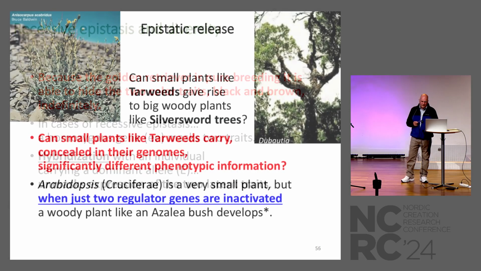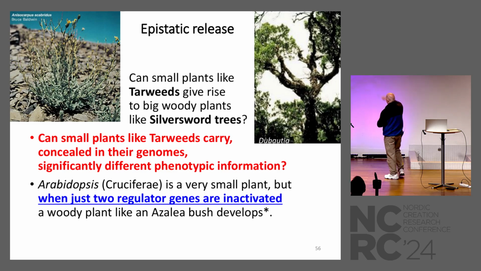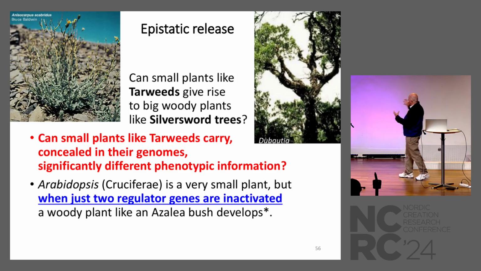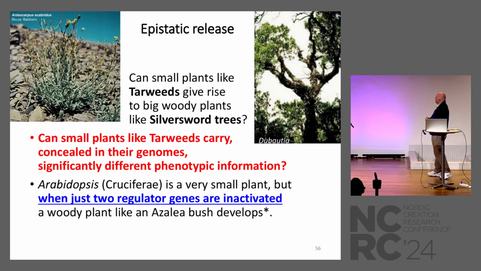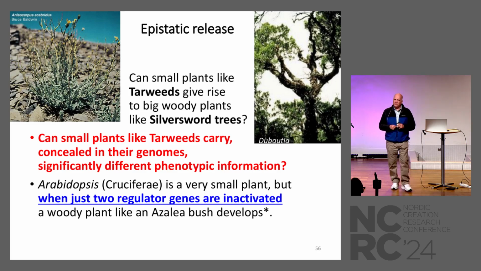That's just basically saying that, because I want to bring us back to our two tarweeds that I showed you earlier on. Remember that tarweed could make trees. The information for the tarweed is actually in that tree. Can small plants like tarweeds give rise to big woody plants like silver sword trees? Can small plants like tarweeds carry, concealed in their genome, significantly different phenotypic information? Well, the woodiness, specifically of silver swords, hasn't been investigated yet. As far as I know, it may actually be under investigation at the moment.